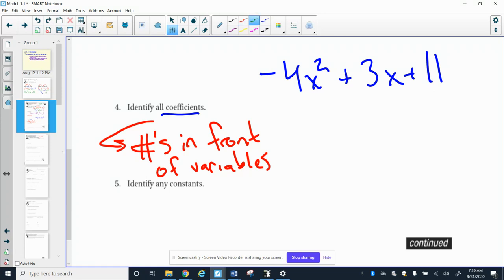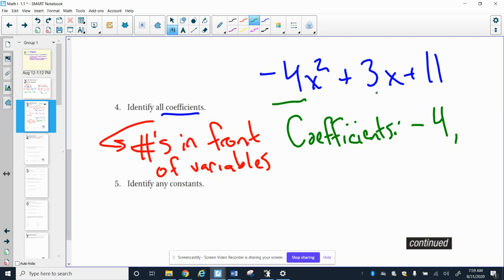In this problem, if we were going to list out our coefficients, well, we actually have 2 of them. Not 3, we have 2 of them. So we have a negative 4 that's out in front of a variable, and we have a 3 that's out in front of a variable. Notice it's separated by commas. Notice we didn't put 11, right? 11 is not a coefficient because it does not have a variable attached to it. We have 2 coefficients, they're negative 4 and 3.